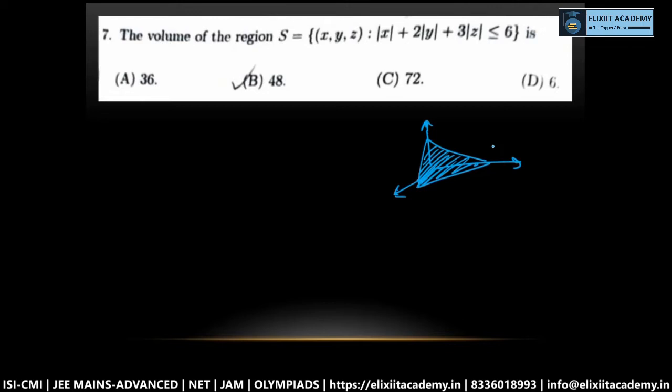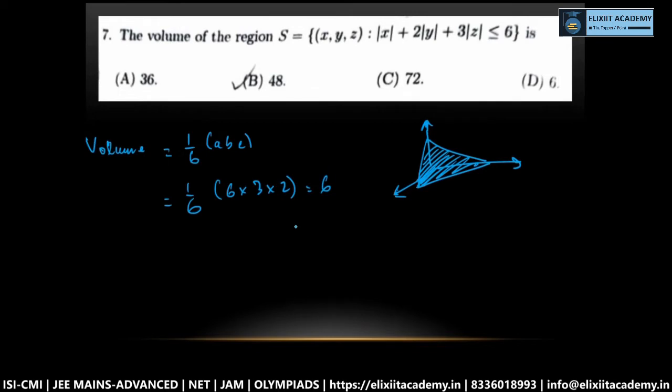So the volume of this tetrahedron is 1 by 6 into A into B into C. You are asked to simply find the volume of the tetrahedron. A is 6, B is 3, and C is 2. So this is basically 1 by 6 into 6 into 3 into 2. That's basically 6. And this is of one octant.